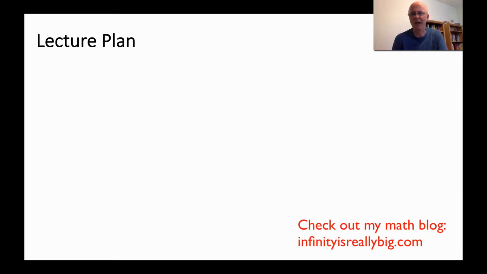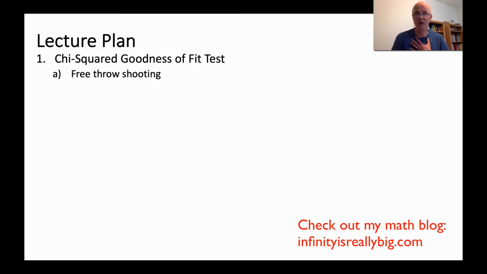And here's the lecture plan. We're going to illustrate these two tests through examples. I'm not really going to do the abstract theory in a ton of depth. First, we'll look at a chi-squared goodness of fit test, and the example I'll talk about is free throw shooting. In fact, my free throw shooting, which is pretty bad, but it will suffice for the purposes of illustration.